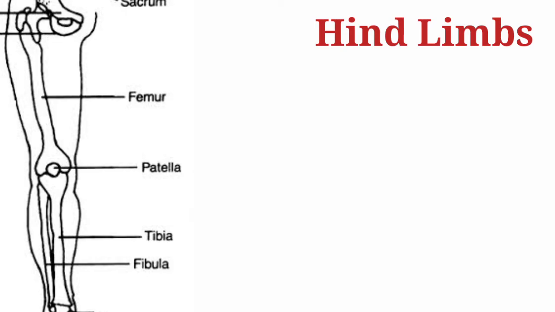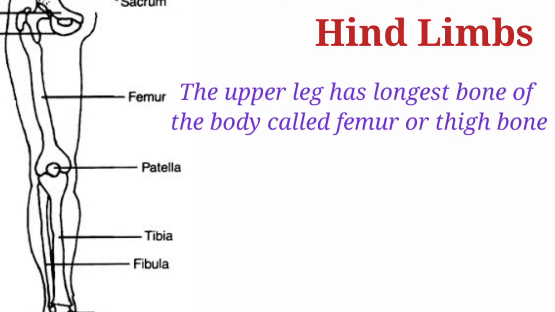Hind limbs or lower limbs are also divided in two segments, upper leg and lower leg. The upper part of the hind limb has one bone called femur. Femur is also known as thigh bone and it is the longest bone of the human body. Now in the lower leg, means the lower part, it has two bones, that is tibia and fibula.